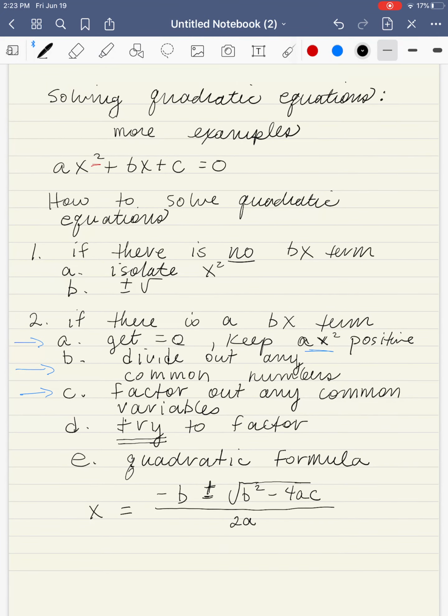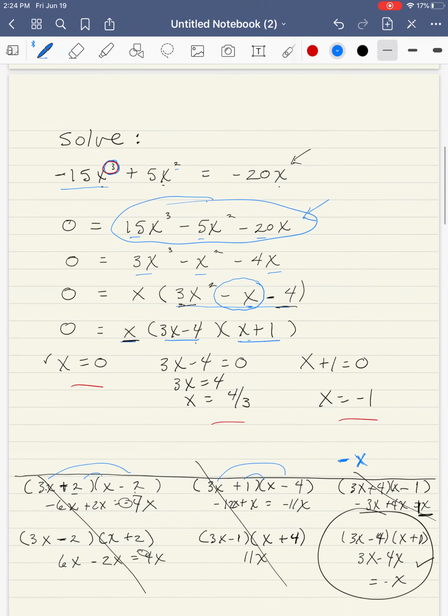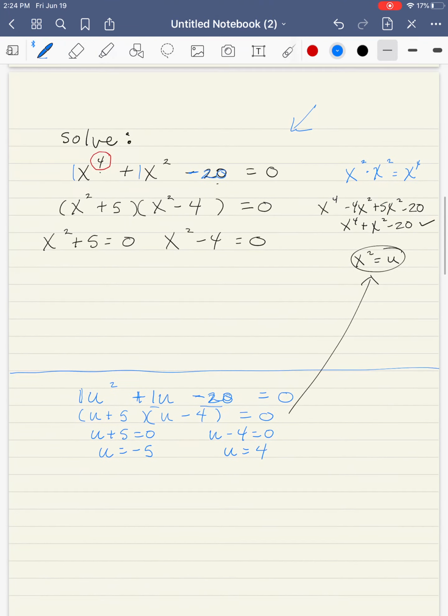And now I can go back to my very beginning process here. If there is no bx term, the easiest way to solve a quadratic equation, which both of these are, two separate quadratic equations, is by isolating the x squared and then taking the plus or minus square root of each side. Go ahead and pause the video and find our 4 separate solutions, and then turn the video back on to check.